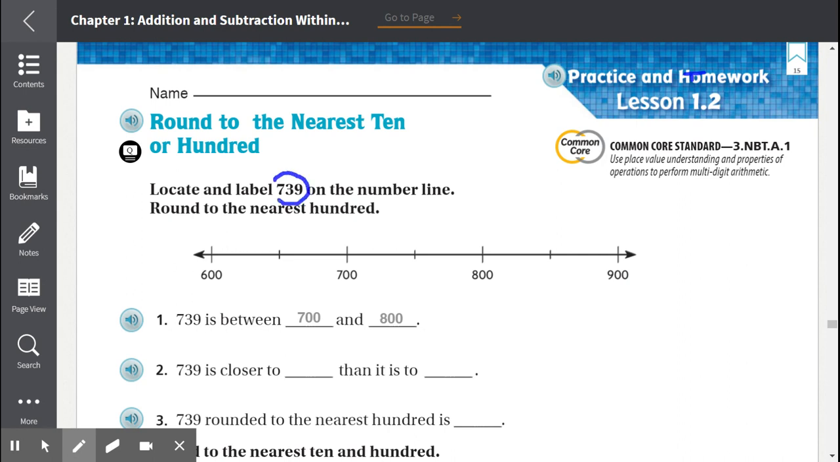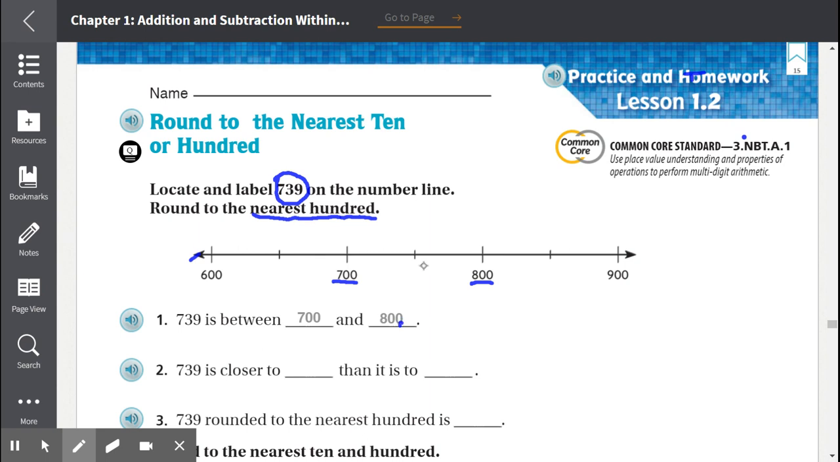So we have 739, and we have to locate and label that on the number line, and we have to round to the nearest 100. So I'm going to underline nearest 100 so we can know exactly what we have to do. So we see 739 is going to be between 700 and 800. So 739 is between 700 and 800. So let's see which one is closer to.